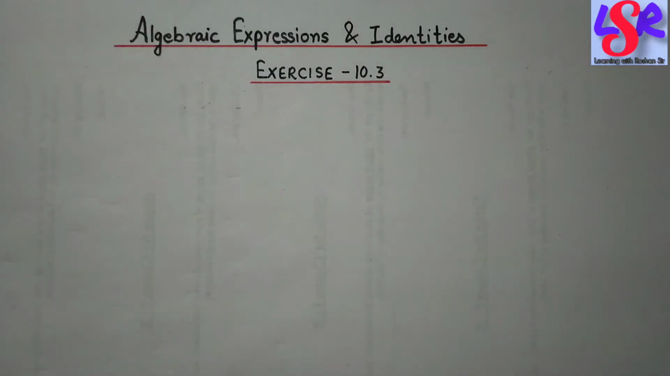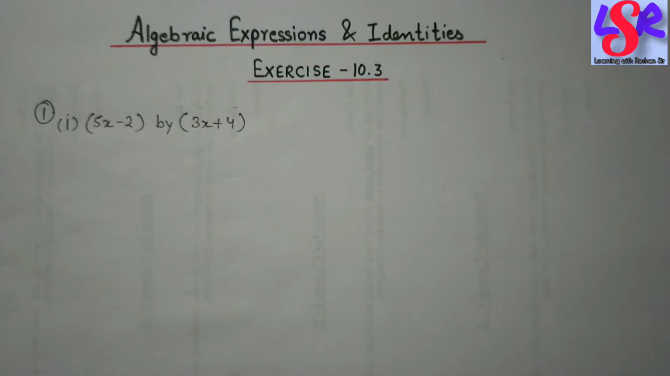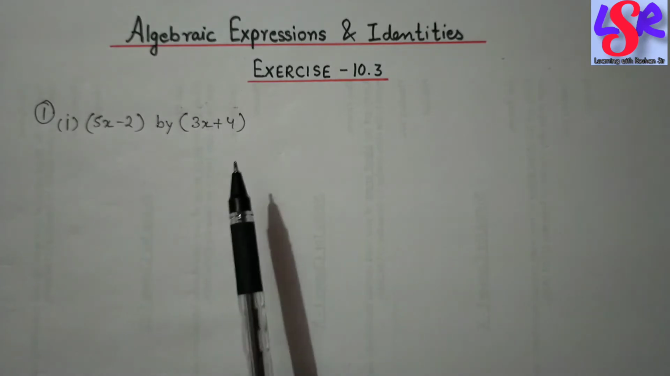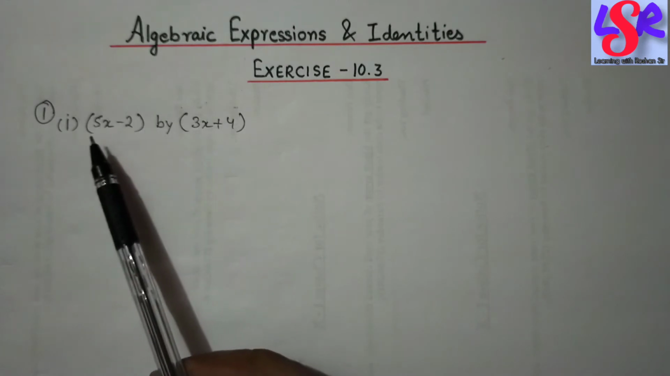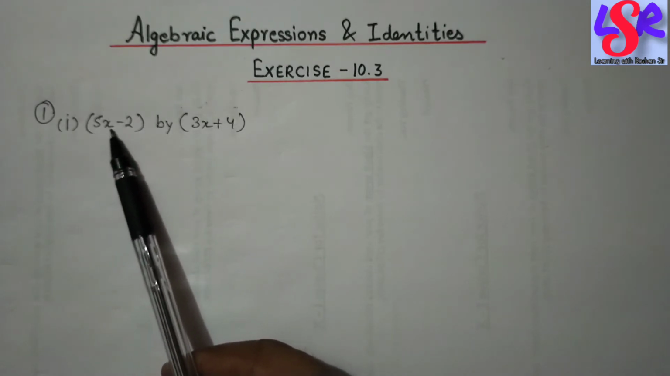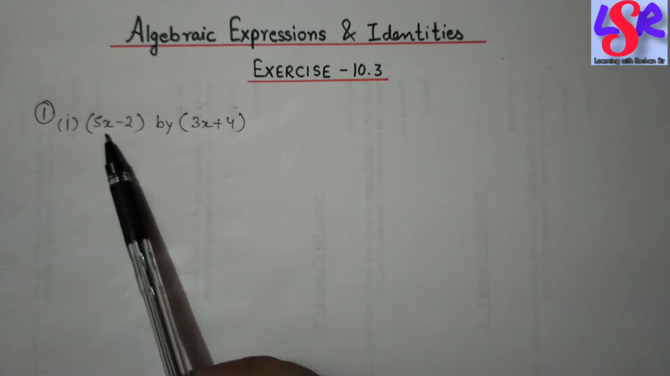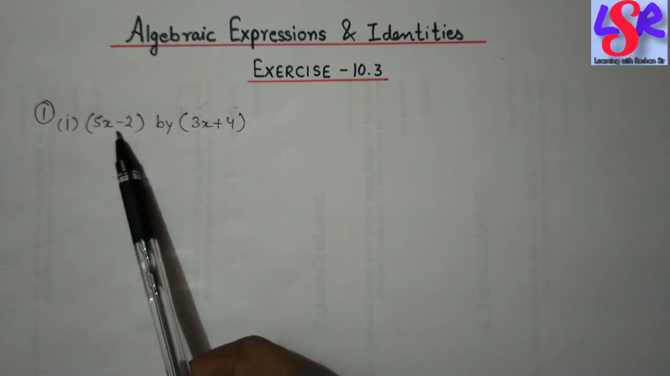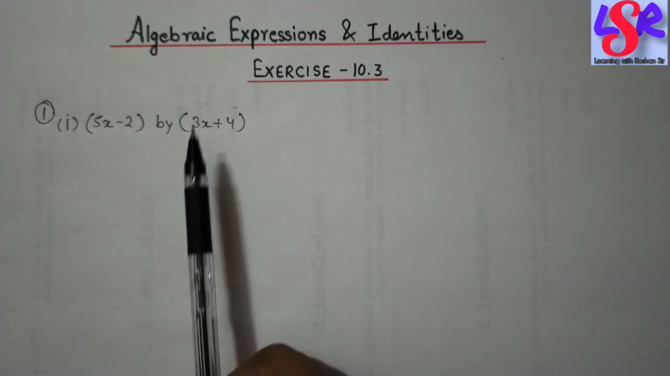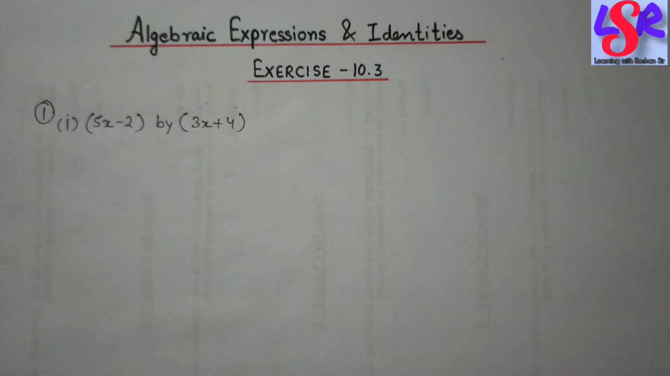Now here we start with exercise 10.3 of the chapter Algebraic Expressions and Identities. Now we move to question number 1. In this one, we have to multiply a binomial by binomial. In case of multiplying binomial by binomial, we first of all take the first term of this expression and multiply by this whole, and then we take the second term of this expression and then multiply by this whole.